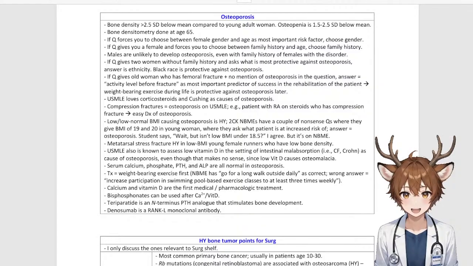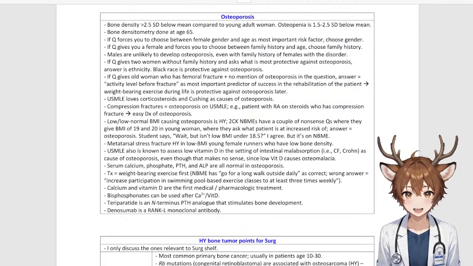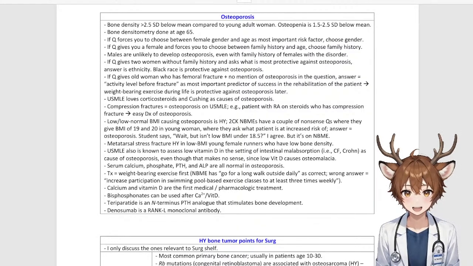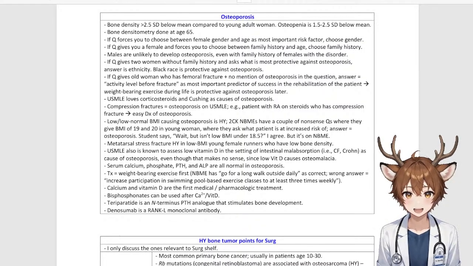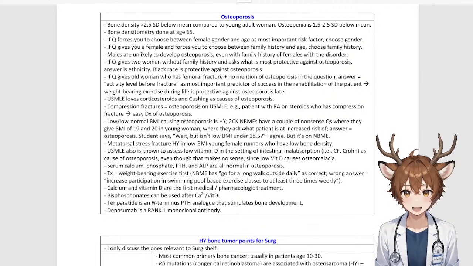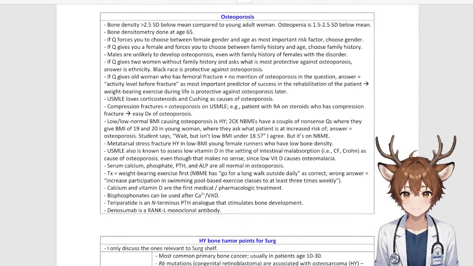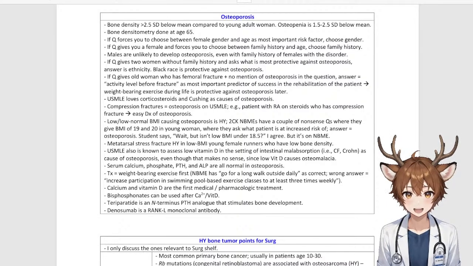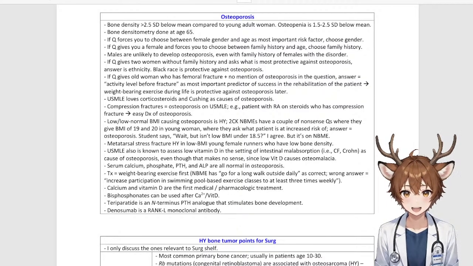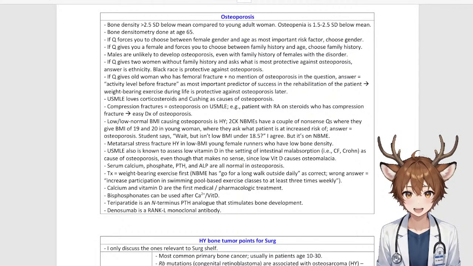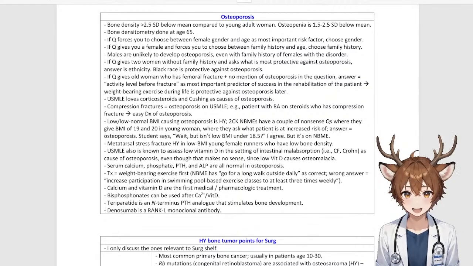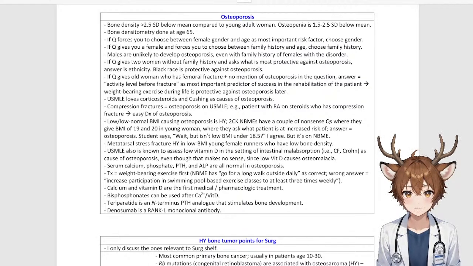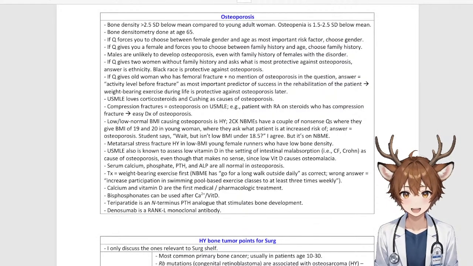If the question forces you to choose between a female gender and age as most important risk factor, choose gender. If a question gives you a female and it forces you to choose between family history and age, choose family history. Males are unlikely to develop osteoporosis even with family history of females with the disorder. If the question gives you two women without family history and asks what is the most protective against osteoporosis, the answer is ethnicity. Black race is protective against osteoporosis.